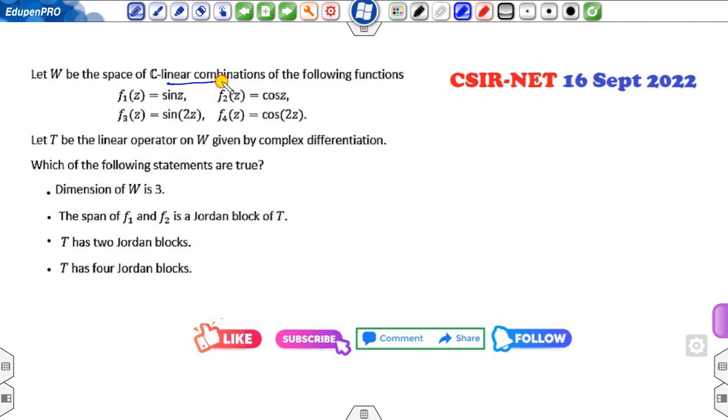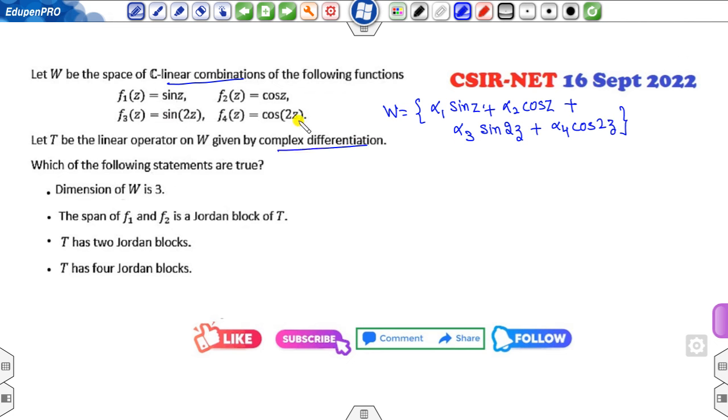W is the space of the linear combinations of these. Firstly, I can write the linear combination: alpha 1 sin z, alpha 2 cos z, alpha 3 sin 2z, alpha 4 cos 2z. T is a transformation given by the complex derivative, so T is defined as f dash. Then which of the following statements about dimension are true? We will check linear independence. Fine, it must hold for all z.